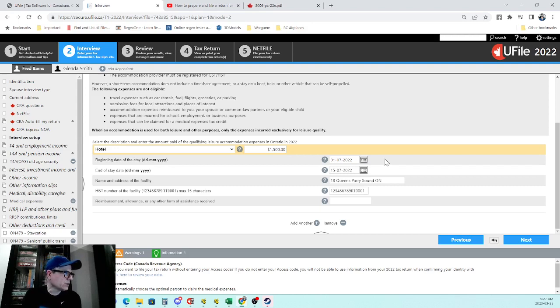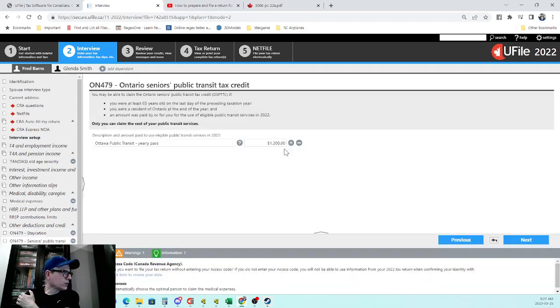And here is your HSD number of the facility. You should clearly indicate it so you don't get questioned by the CRA. Here is the tax you paid. Okay. And of course, they spend $1,200 on their yearly transit pass for Ottawa.